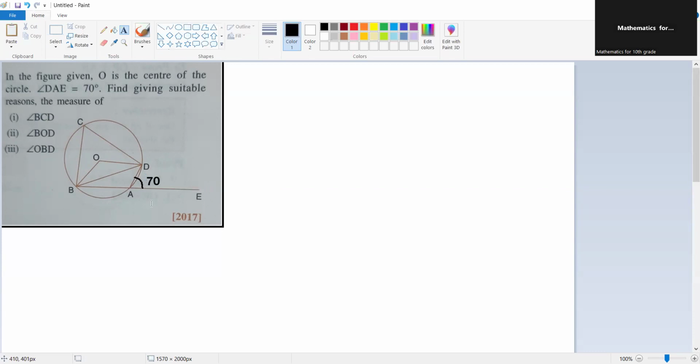Find, giving suitable reasons, the measure of angle BCD, which is this angle. I'll mark it in red. I also want angle BOD, which I'll mark in yellow, and angle OBD, which I'll mark in green. So I need these three angles.